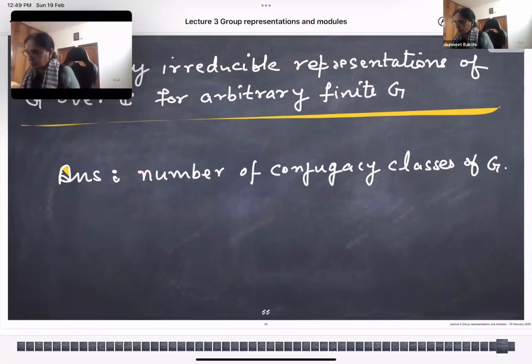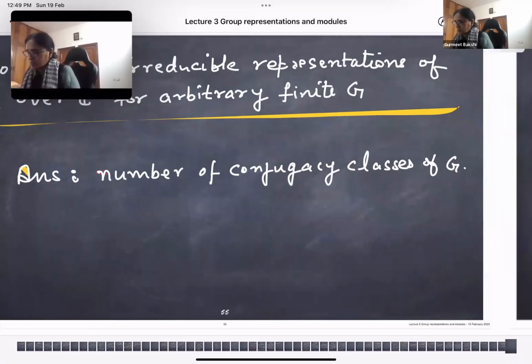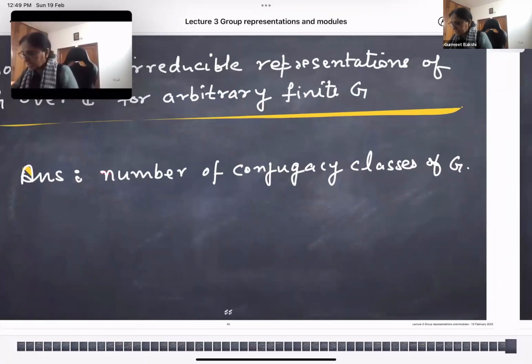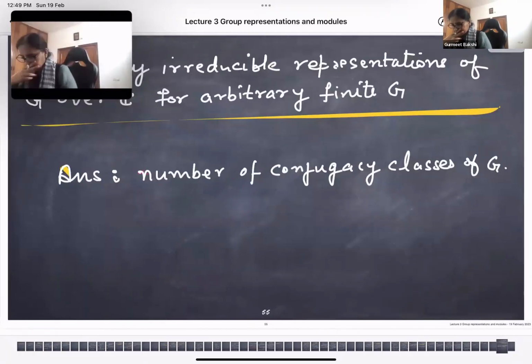Okay. Now, how much time do I have? Okay, so in 10 minutes I will wind up, and then maybe I have to yet introduce some characters, and I will just state some important results on characters, and then you can continue reading the stuff on your own.